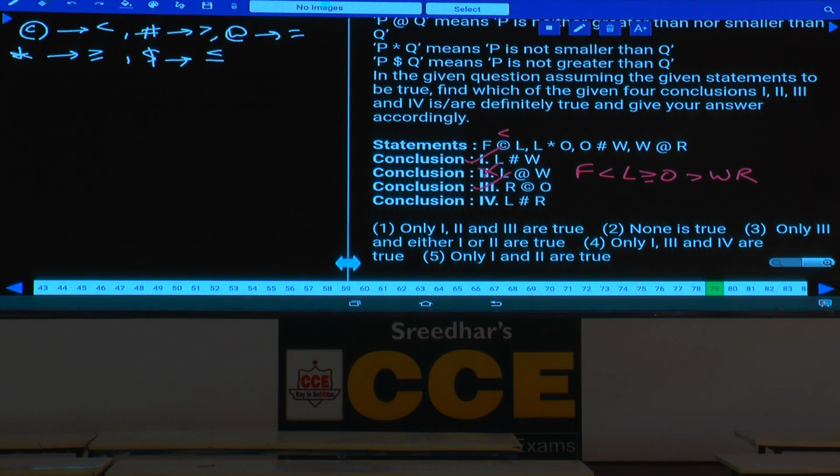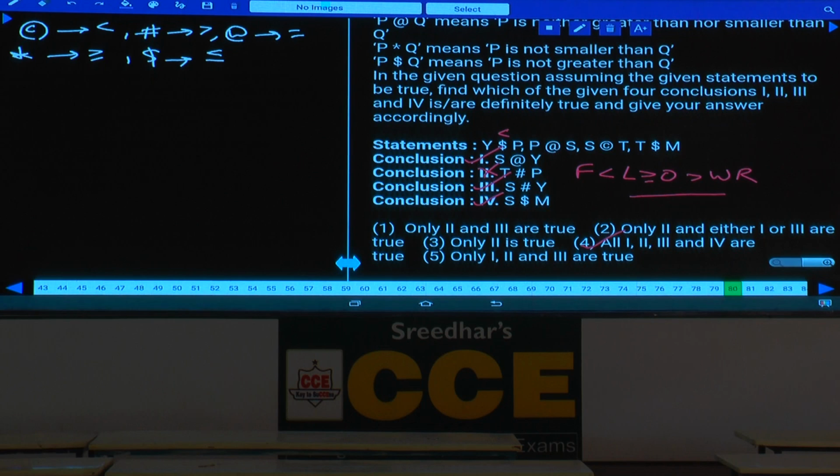Isn't it? Then what is the next one here? And L hash. Hash means L greater than R. This is also true. And so what is your answer? 1, 3 and 4 follow, choice 4. Question number 79, choice 4.